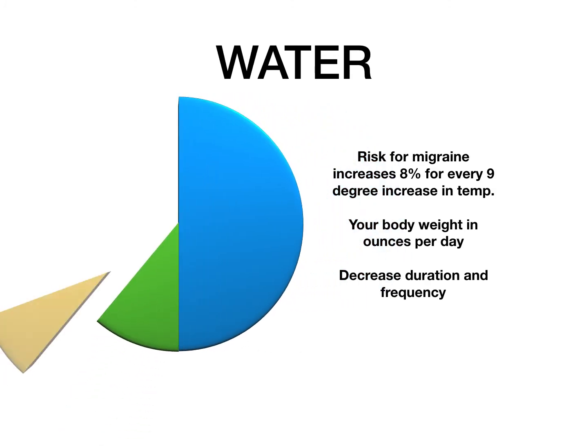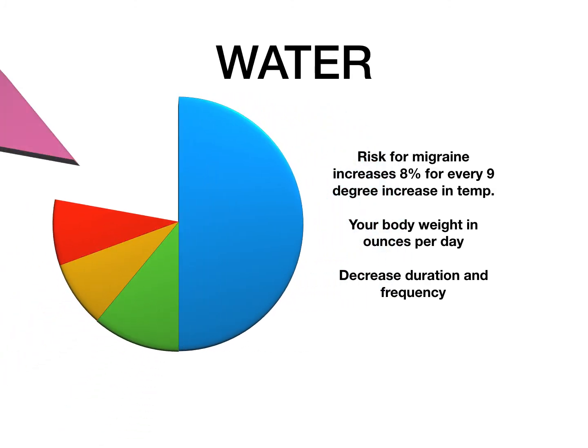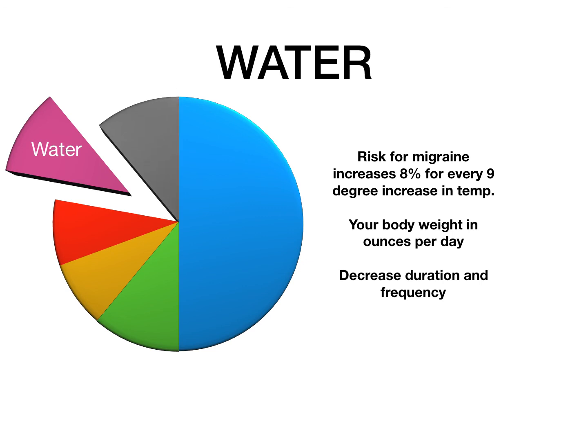Drinking water. This is a really big one. So what they found is there's a risk for migraine increases 8% for every 9-degree increase in temperature around you. Meaning when the temperature is increased, our body wants to sweat out the heat. And with that sweating out becomes a lack of water in our body and dehydration. And there comes your risk for a headache or migraine.